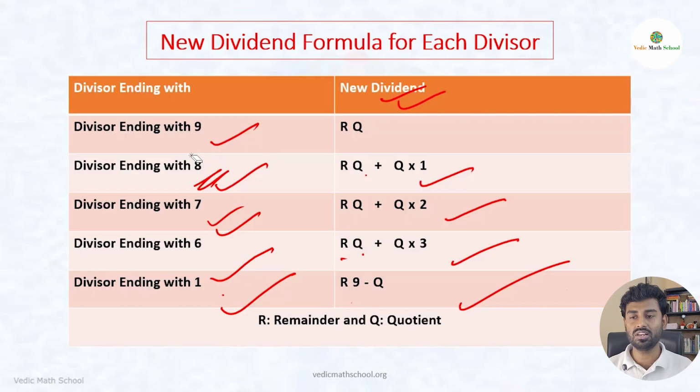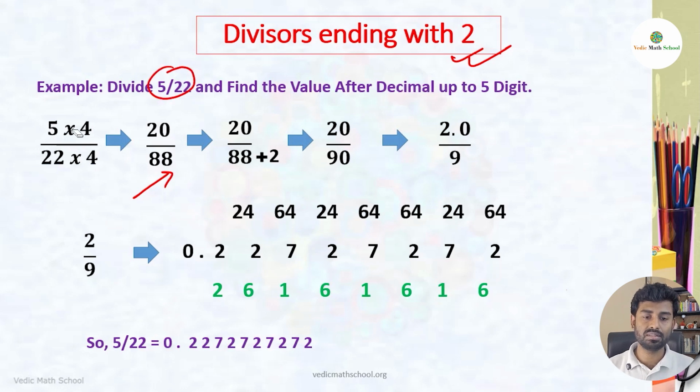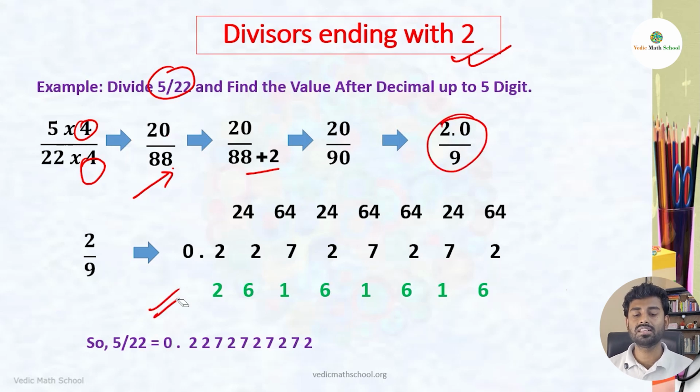And how is it possible? Look at this. Whenever the number ends with 2, you just have to convert it into a number ending with 8. Look, the question was 5 upon 22. I simply multiplied with 4. So now the number is ending with 8, 20 upon 88. So the process will be to deal with the number ending with 8, so 20 upon 88 becomes 2 upon 9. The process will deal with the ending with 8.